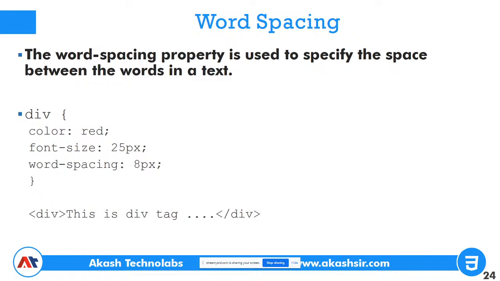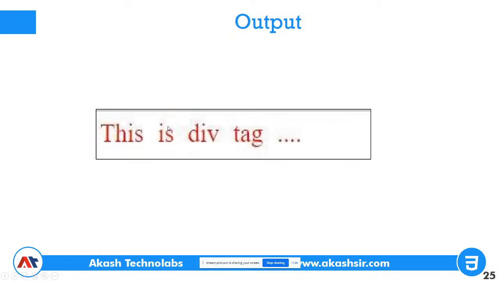Okay. So you can also specify the word spacing. For an example, I need a space between two different words. So you have to specify word spacing, that is 8 pixels, right? So you can see there is a space between two words.